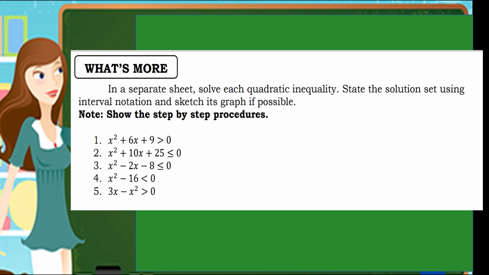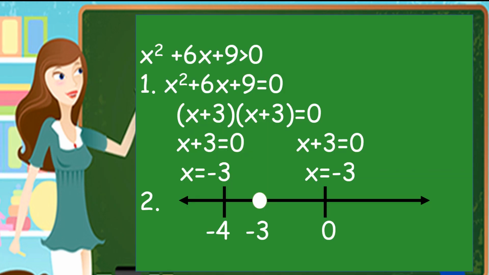Okay, let us try the first activity. Ito yung activity na nasa inyong module. At yung number 1 lang ang ating sagutan. Try natin. Show the step-by-step procedure. So, ito po. So, we have x squared plus 6x plus 9 is greater than 0. So, ang first step natin, gawin siyang equation. At ito yung ating sagot.